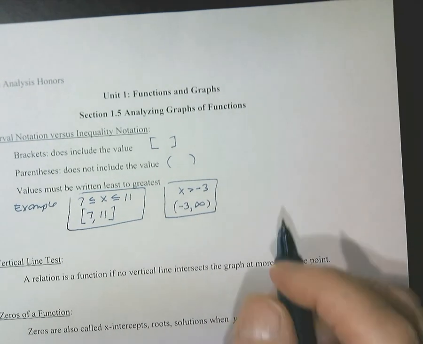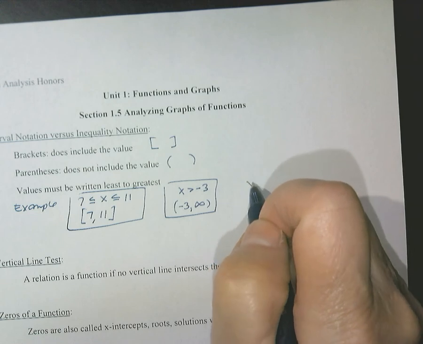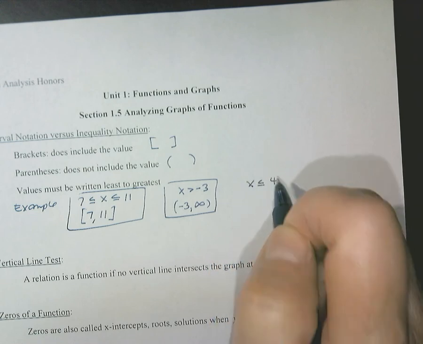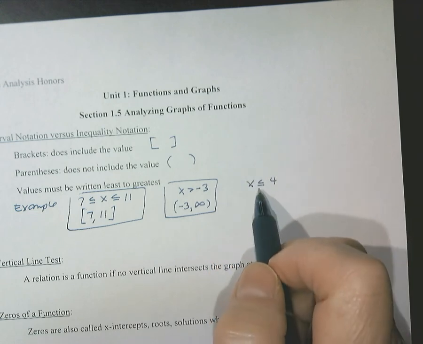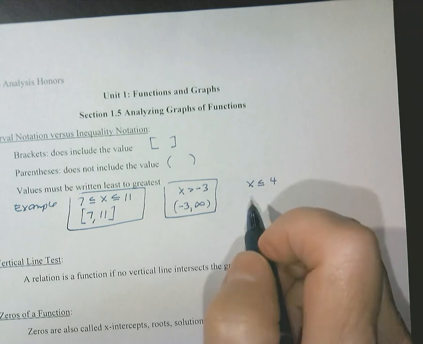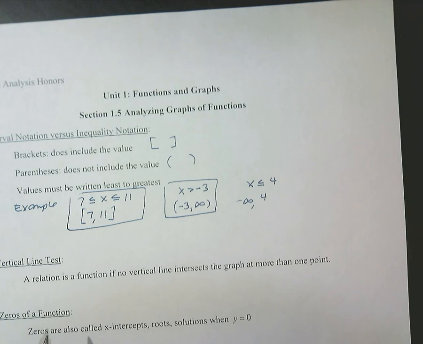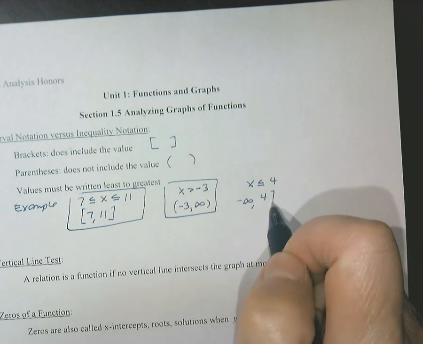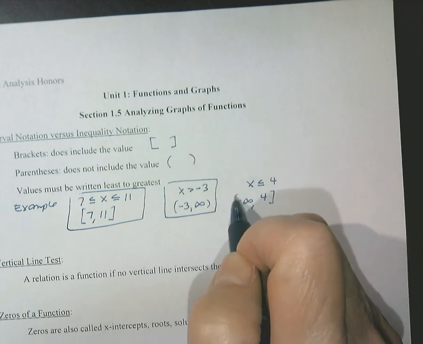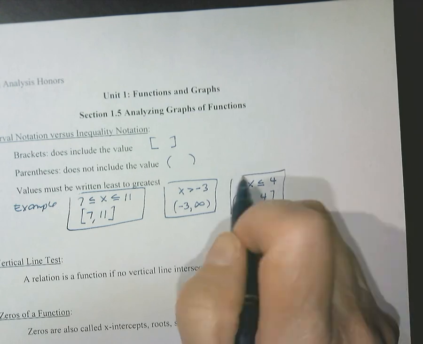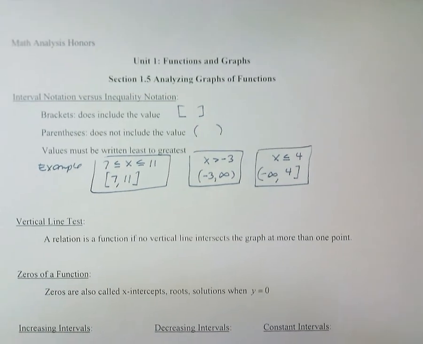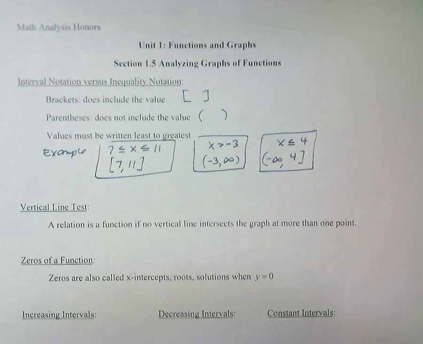If I wanted to say x is less than or equal to 4, the smallest number, if it keeps going to the left, is going to go from -infinity. The largest number it's going to be is 4, and there'll be a bracket, and infinity always has parentheses. So we'll use interval notation a lot in here.